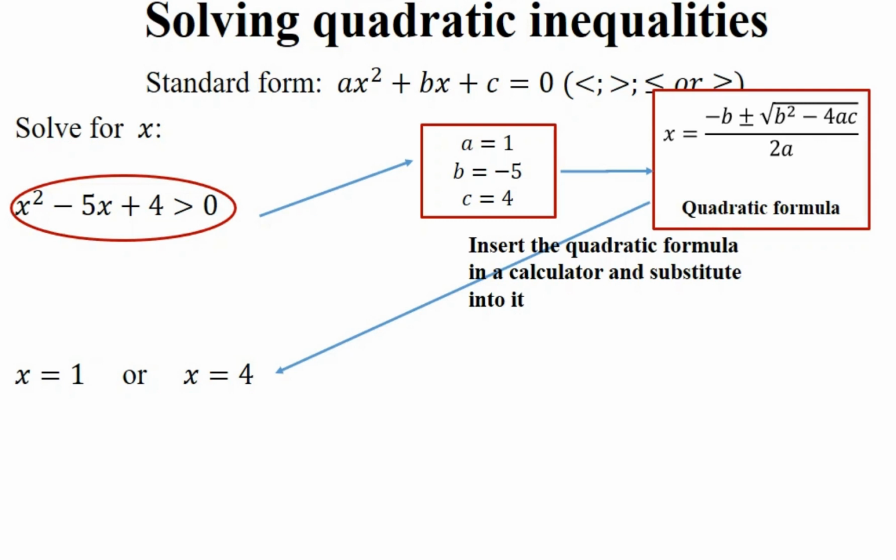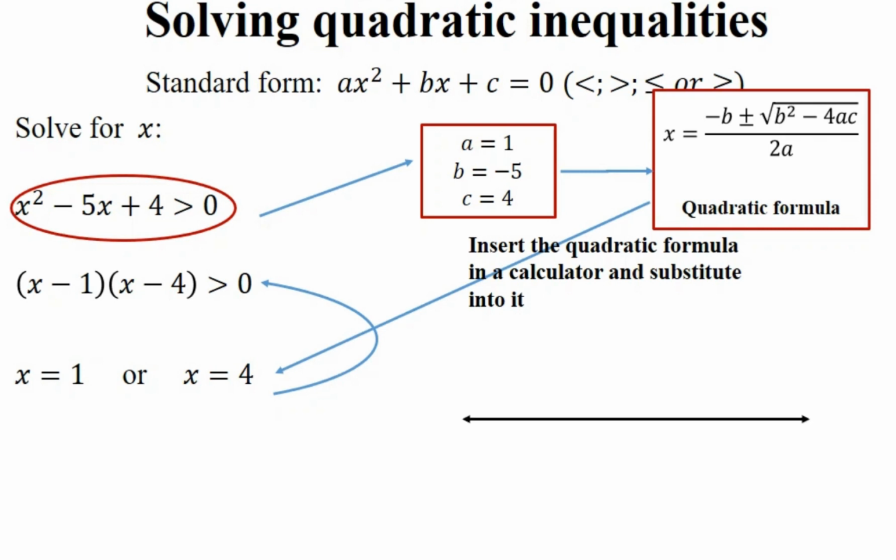Remember that before we went to the calculator and substituted into the quadratic formula, we skipped a step whereby we're supposed to be factorizing this quadratic inequality, because we want to avoid thinking too much, trying to test so many factors. By getting the critical points, it's easy for us to predict the factors of this quadratic inequality. So the critical points that we have are x is equal to 1 or x is equal to 4.